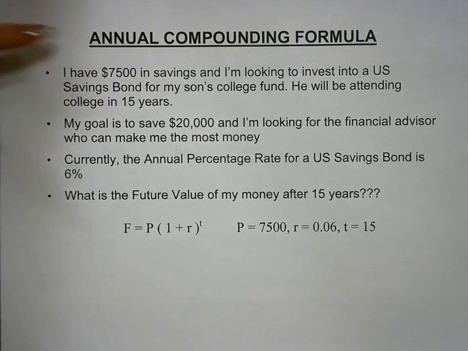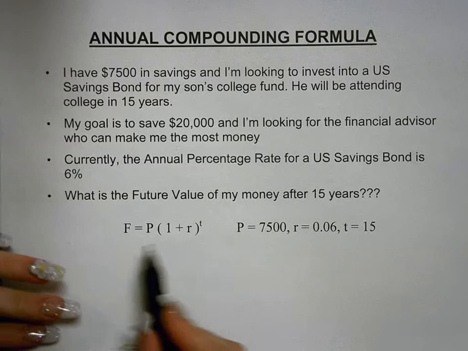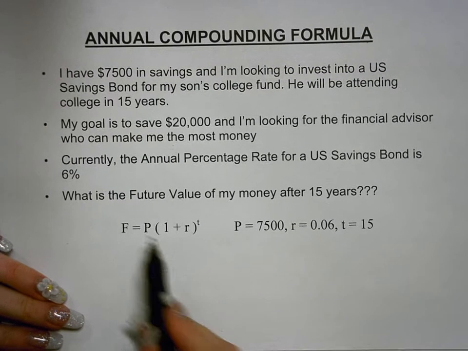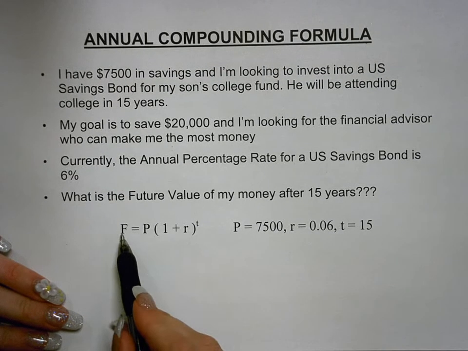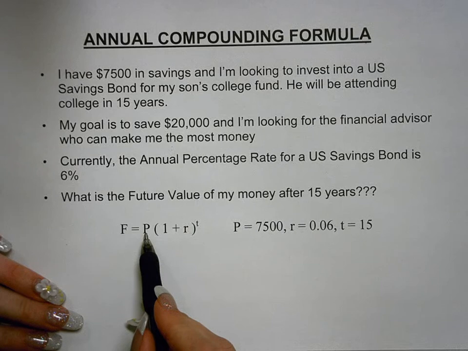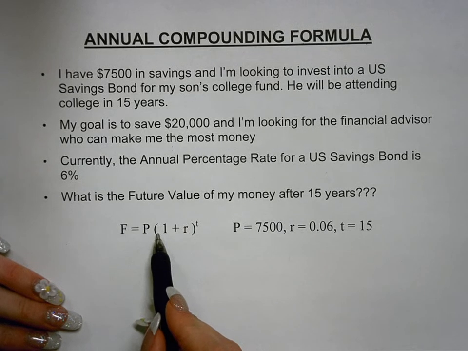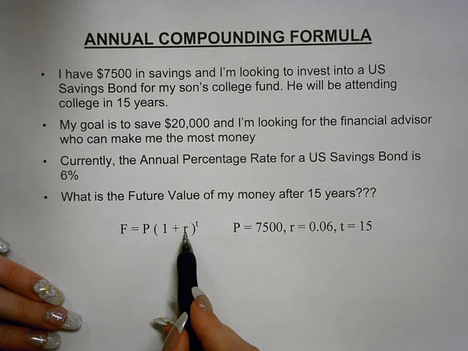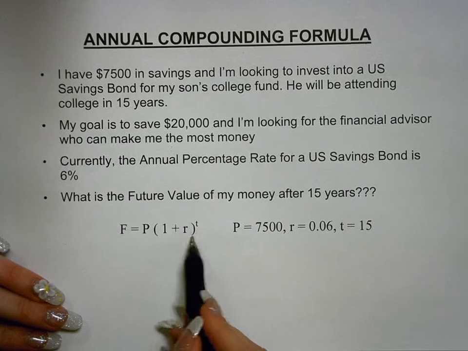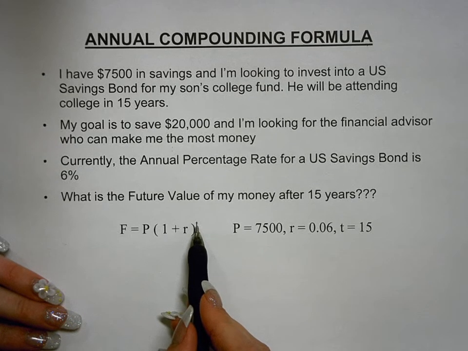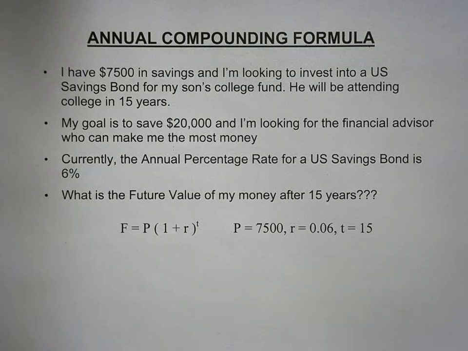So since we're using the annual compounding formula, we're going to write it down here first. F equals P, the F is the future value, equals the present value or the principal, multiplied by the quantity 1 plus the rate in the form of a decimal, all raised to the t power, the amount of years. Now that's an exponent. So we're going to define our variables.